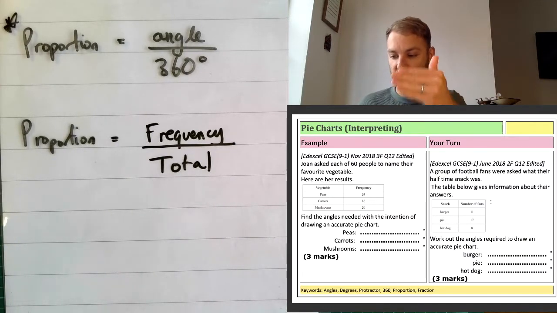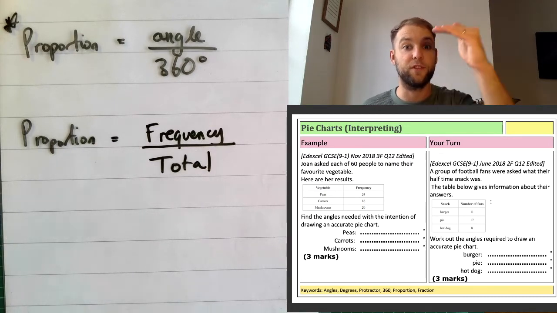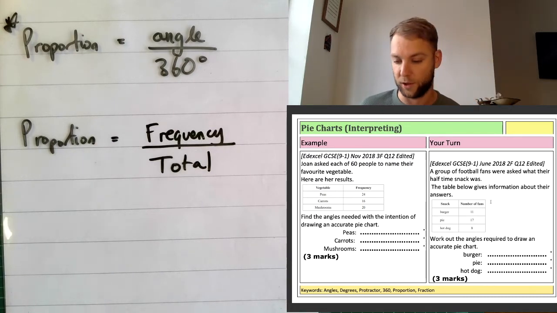So your proportion is equal to your angle divided by 360 if you know the angle. Your proportion is equal to your frequency divided by total if you know your frequency.